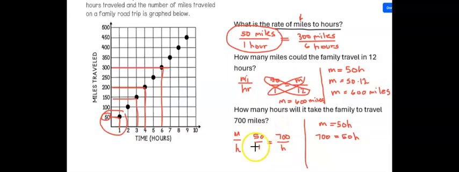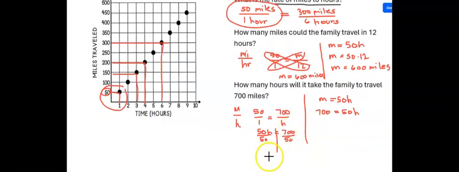Okay, so going this way, if we circle, we get 50h equals 700. Oh, we're not done, right? We've got to divide by 50 on both sides. And we end up with h equals 14 hours.